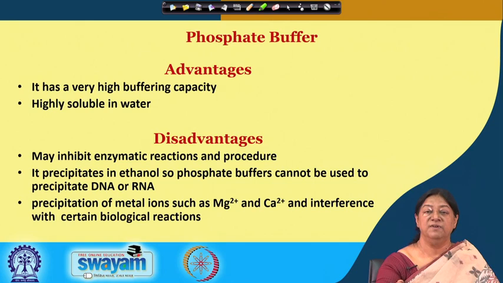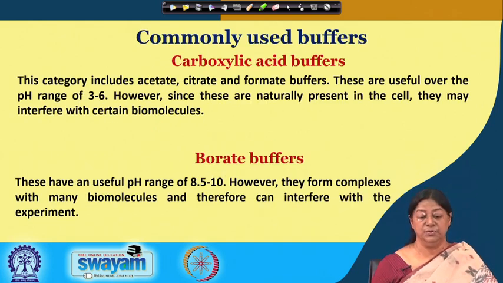experiments. The advantages of using a phosphate buffer is that it has very high buffering capacity. It is highly soluble in water. The disadvantage in case of phosphate buffer is it might inhibit some enzymatic reactions. It precipitates in ethanol, so the phosphate buffers cannot be used to precipitate DNA or RNA, and there is a possibility of its interaction with magnesium and calcium ions and interference with some biological reactions. In this case, the phosphate buffer cannot be used.